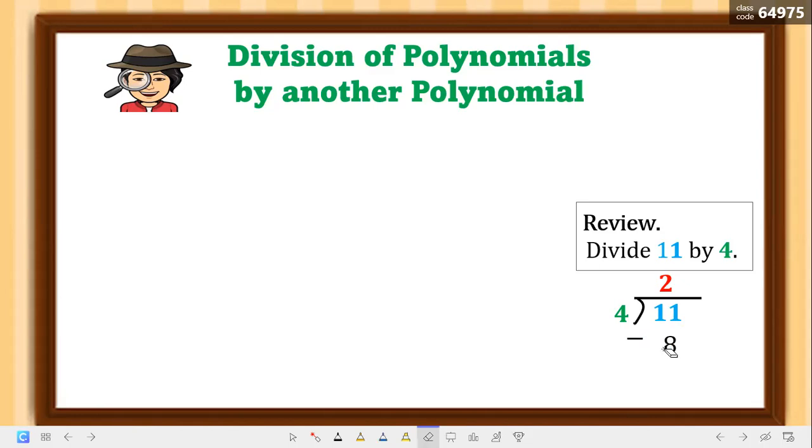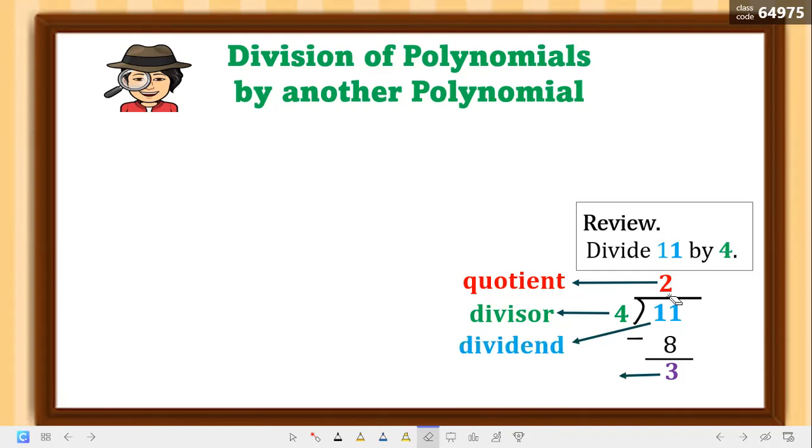Okay, that is 3. Kung tatawagin natin yung parts na yan, ano ang tawag natin sa 2? Quotient. Okay, very good. Ano ang tawag doon sa 4? Divisor. Ano ang tawag doon sa 11? Dividend. O anong tawag doon sa 3? Yun yung sobra, the remainder. Yan pa rin yung rules natin sa polynomial. Na-derive siya dyan. Okay? So, kapag na-master natin yan, di ba?